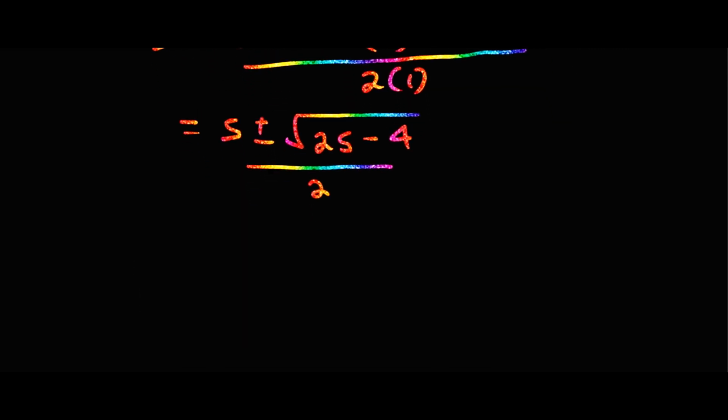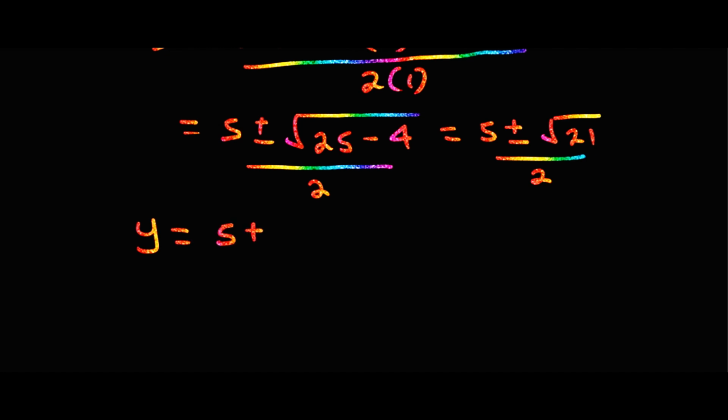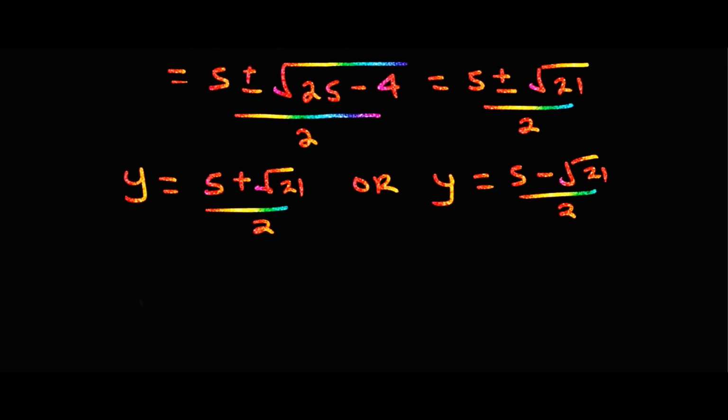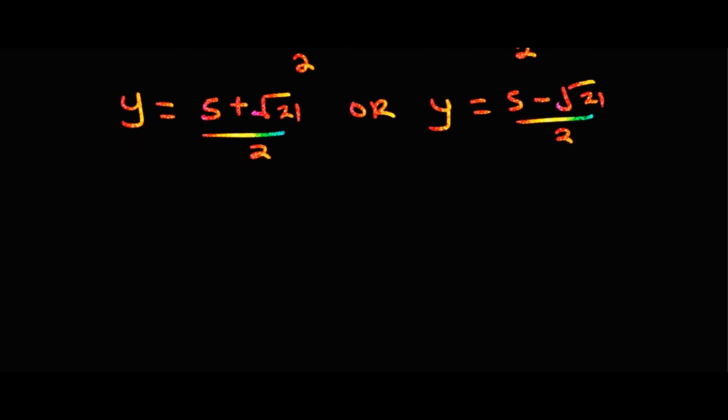So what we have here is equal to 5 plus or minus the root of 25 minus 4, which is 21, over 2. So there are two values of y. When we take the positive one, we want to have y is equal to 5 plus root of 21 over 2. And if we take the negative one, then y is going to be 5 minus root of 21 over 2. So let us take these cases one at a time.